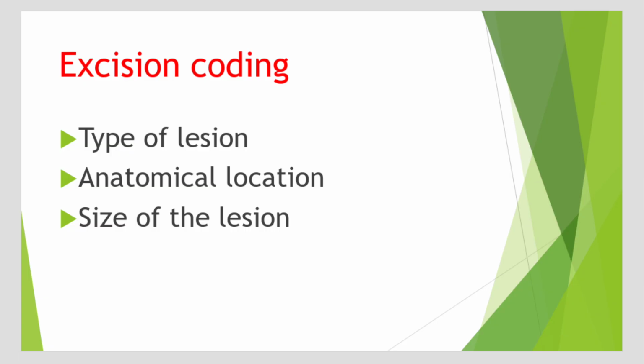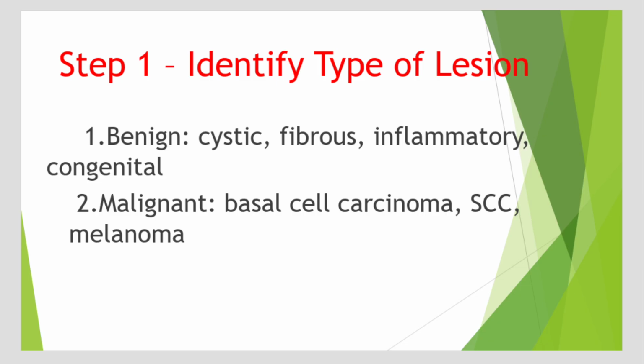Next is about CPT code selection. To pick the appropriate CPT code, first we need to verify the type of lesion, next anatomical location, and then size of the lesion. First we need to identify the type of the lesion, whether it is benign or malignant. Benign lesions are non-cancerous lesions and the malignant lesions are cancerous lesions.